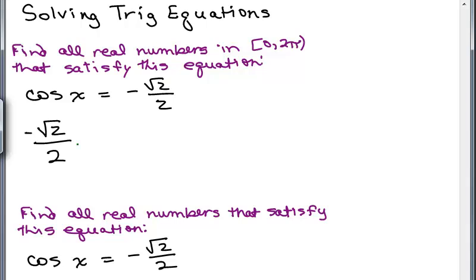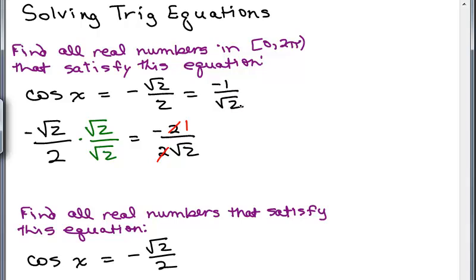So watch what happens if I rationalize the numerator. That means I'd have to multiply the numerator by square root of 2 over 2. So in the numerator I get negative 2 over 2 square roots of 2. The 2's cancel, so I have a 1 in the numerator. So another way of writing this is negative 1 over root 2. Now that's completely optional, whether you want to keep it as negative root 2 over 2 or write it as negative 1 over square root of 2.